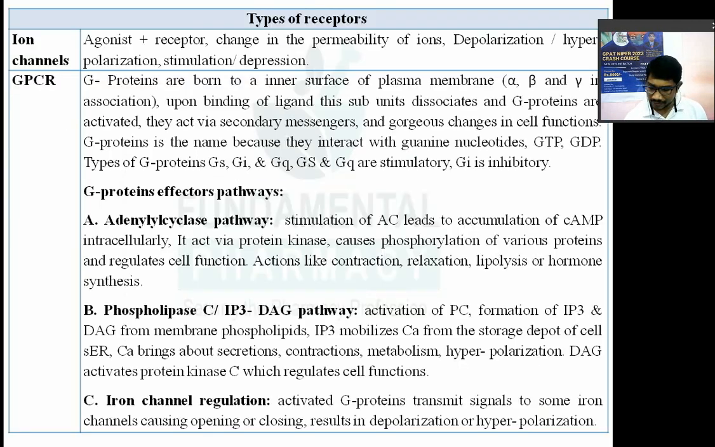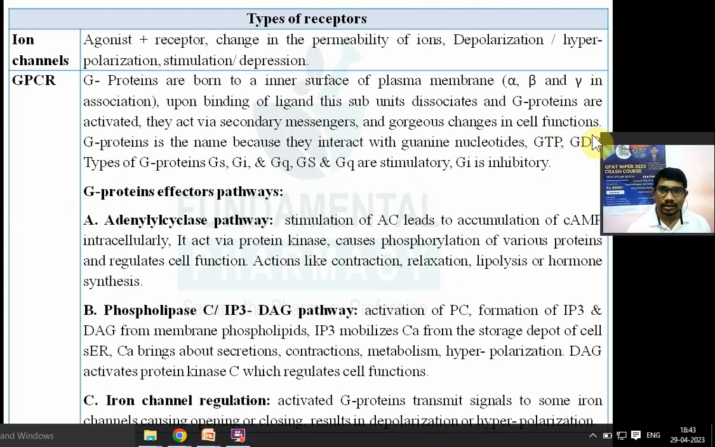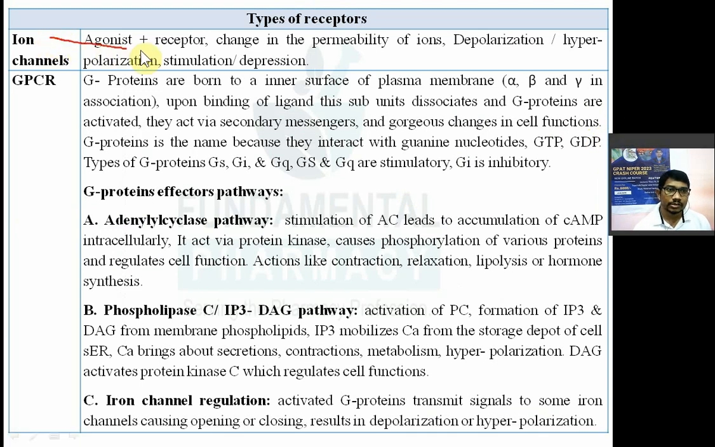So agonist which will bind to an ion channel, what will it do? It will change the permeability of ions. Agonist plus receptor, so what will happen? There is a change in the permeability of ions. So either cation will go inside or anion will go inside, and there is a depolarization or hyperpolarization. That is nothing but the stimulation or depression.